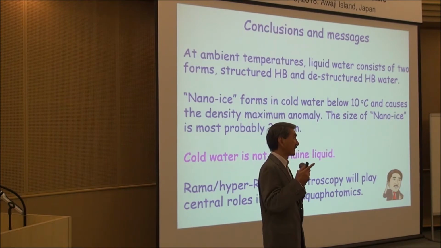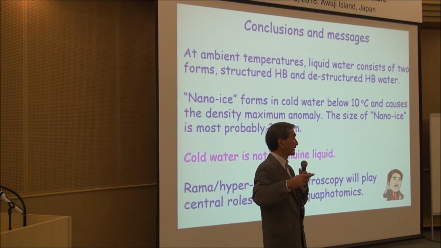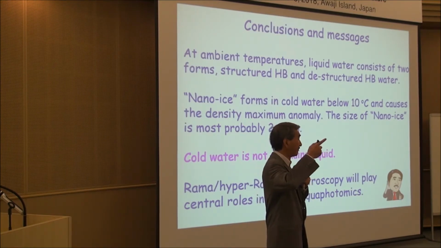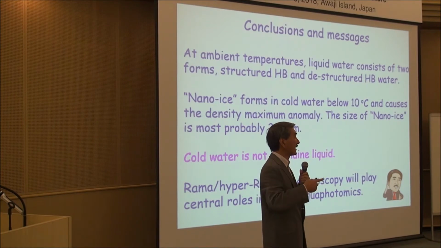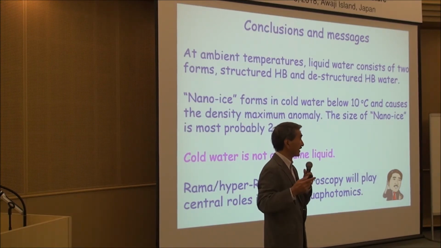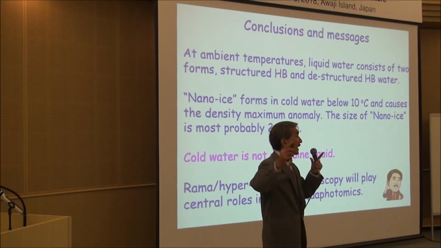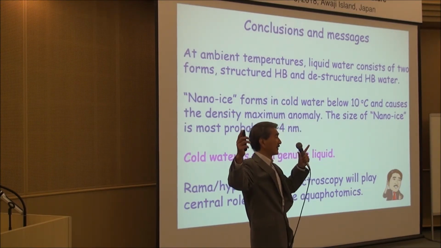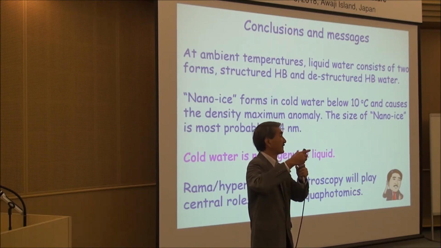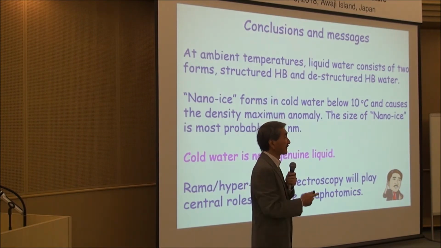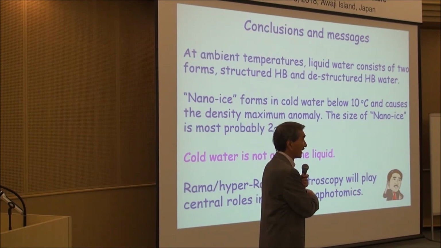One, we assume the density of ice for calculating the density, and it nicely reproduces the maximum. The second one is the spectrum can be very nicely explained by the phonon confinement model. The phonon confinement model starts from ice. Then you can reduce the size of the coherence and come to the spectra, which are very close to what we observed for nano-ice.